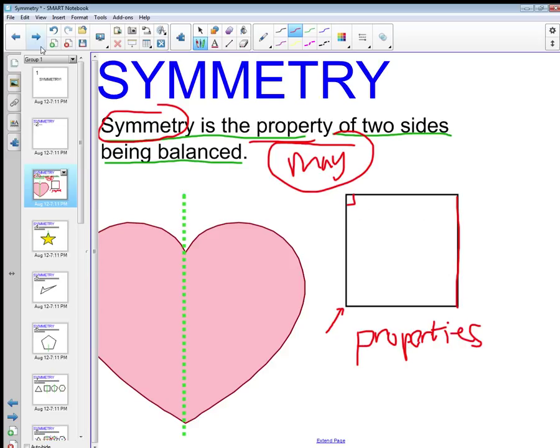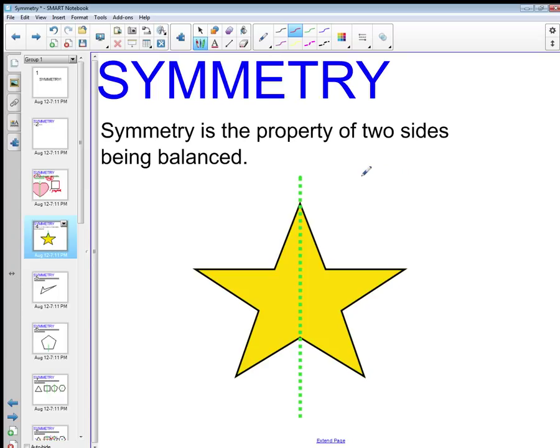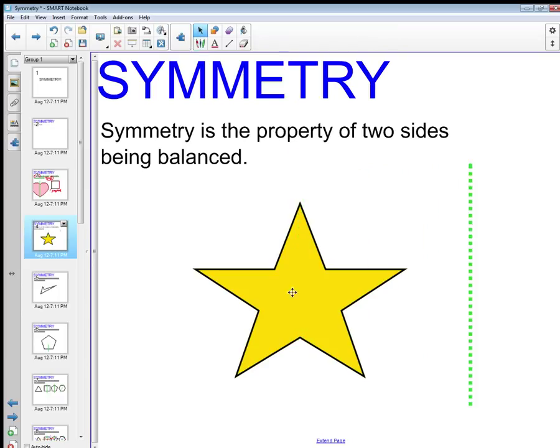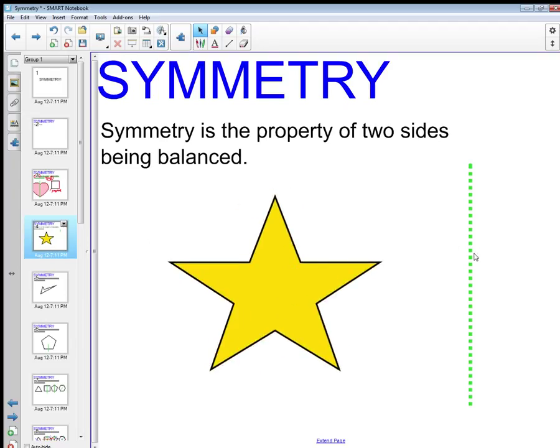Let's take a look at a few more. Here's a star. At first glance, it seems like maybe a star wouldn't have any lines of symmetry, but if you take a straight line and put it down the middle, you realize, wait, I could fold this in half, and I could have the same shape on one side. It would be an irregular shape, but that's fine. Doesn't matter. You can make a symmetrical shape.